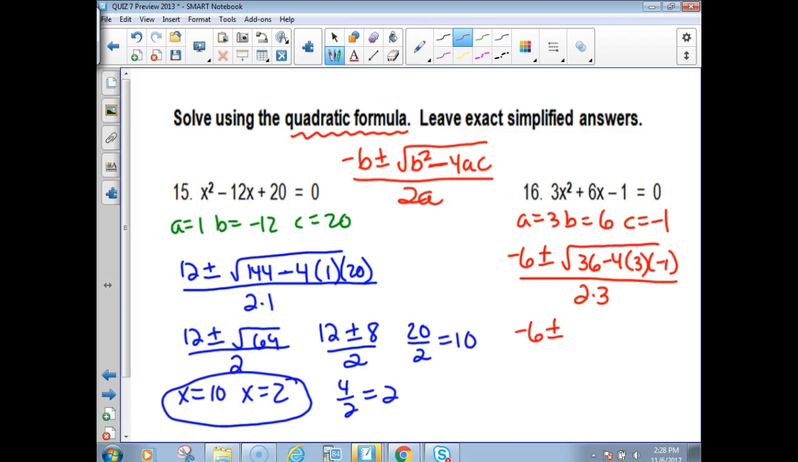-6 plus or minus 36. This is going to be plus 4. Right? No, plus 12. So that's going to be the square root of 48 all over 6. Now, 48 divides into the product of 16 and 3, a perfect square and a non-perfect square. The square root of 48 is 4 square root of 3.